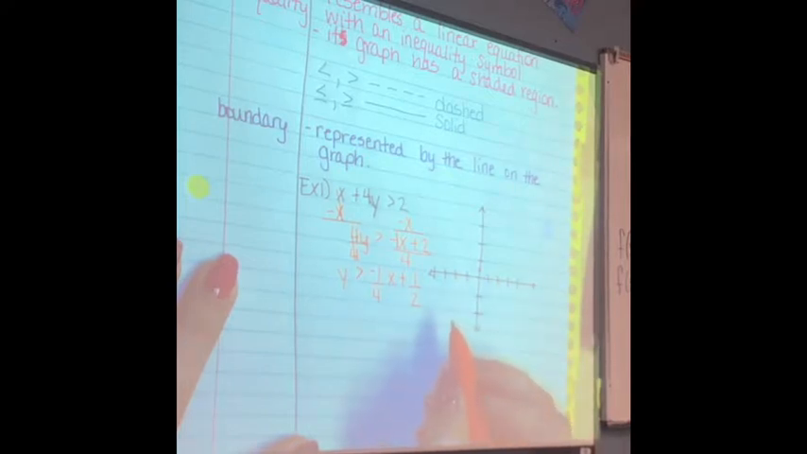Now you know I spread my graph out a whole lot today. All right, and then I'm going to go one of two directions. I can go down 1 and to the right 4, or I can go up 1 and to the left 4. We'll do both.